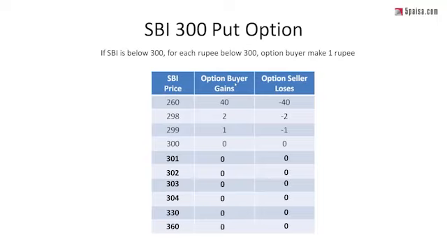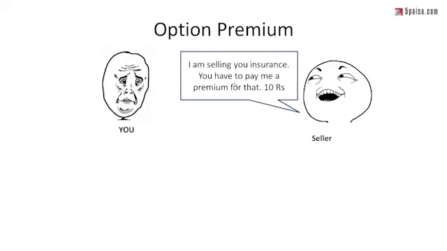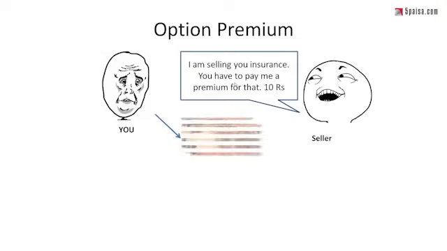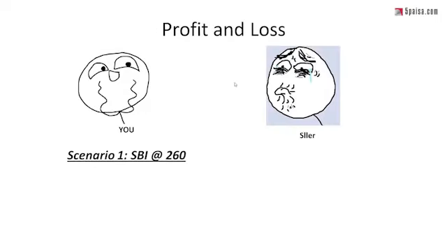At 298, he makes 2 rupees. At 260, he makes 40 rupees. So again, this is purely from the option. Now let us bring premium into the picture. So again, the seller says, look, this is insurance. You have to pay me a premium for that, 10 rupees. Again, the 10 rupees goes to the seller. And the price of this is the protection. This is paid in the beginning, all of that.